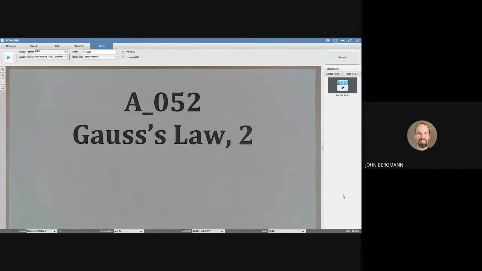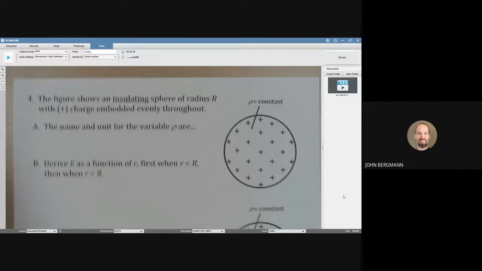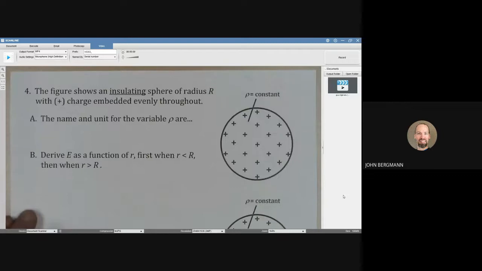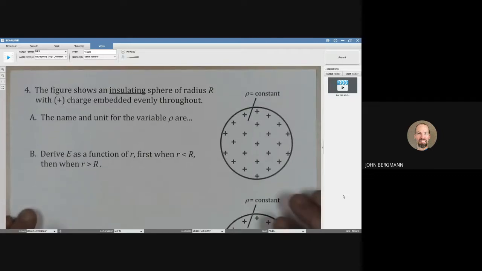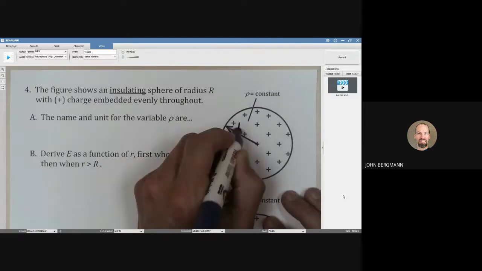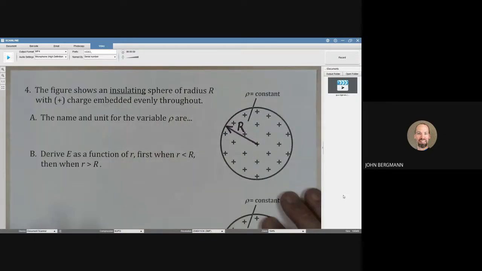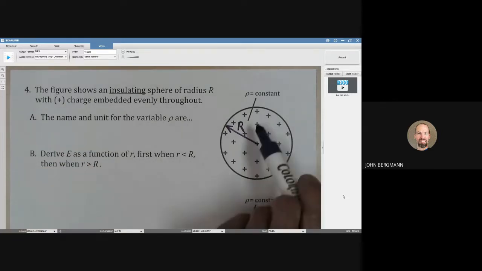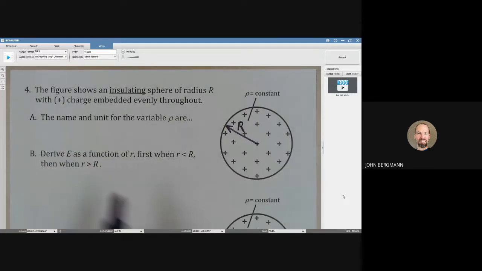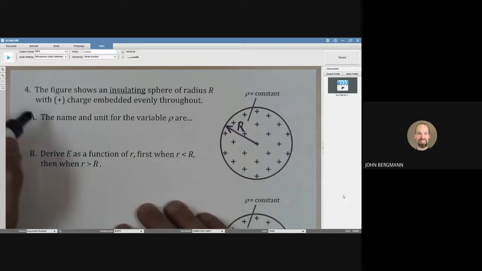We continue looking at Gauss's law. The figure shows an insulating sphere of radius capital R, that's the radius of this sphere. And we have positive charge embedded evenly throughout. We can see here from the picture that rho is a constant. Now, what's rho? Rho is called the volume charge density.